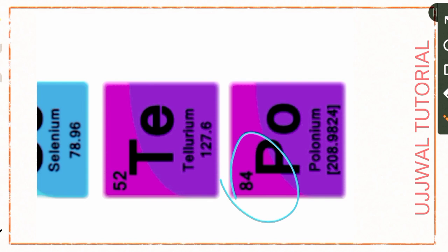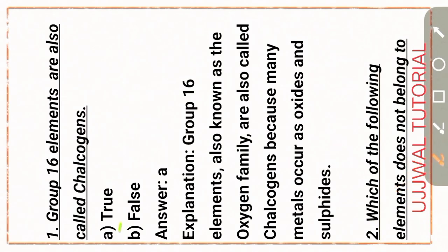Now discuss the very important MCQs based on group 16, that is the oxygen family, that is chalcogens. Question number 1. Group 16 elements are also called chalcogens. This statement is true. To explain, group 16 elements, also known as the oxygen family, are also called chalcogens because many metals occur as oxides and sulfides.